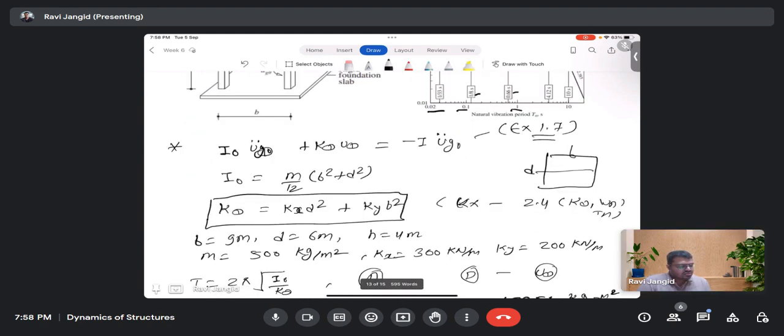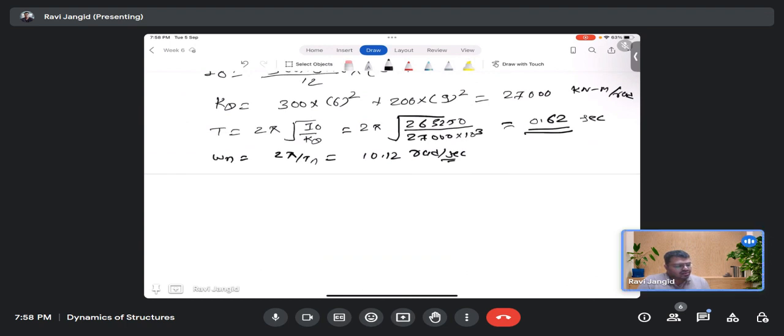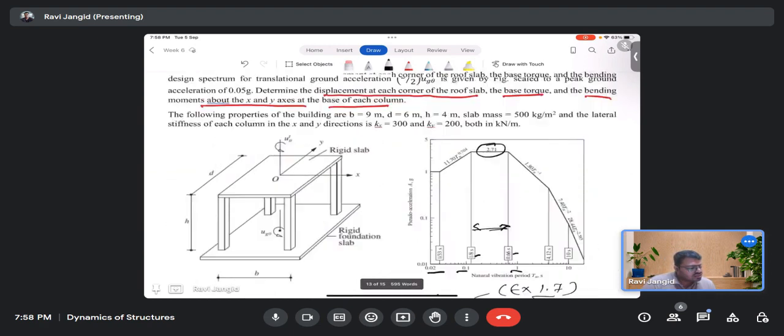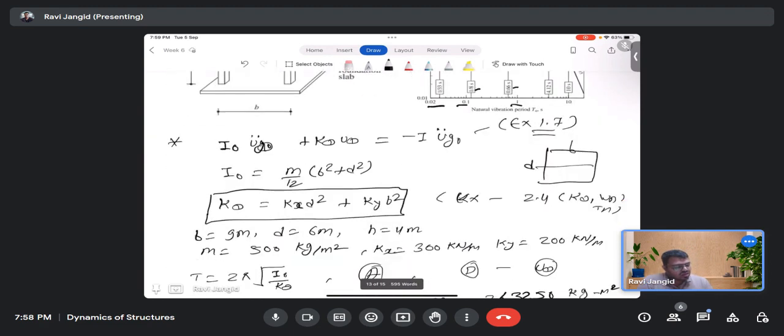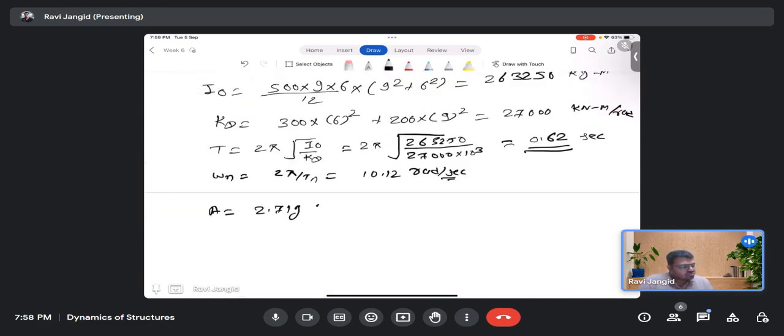Okay. So your A is coming out to be 2.71 G. So we need to scale it to how much? We need to scale it to 0.05. So it is coming out to be 0.1335 G.